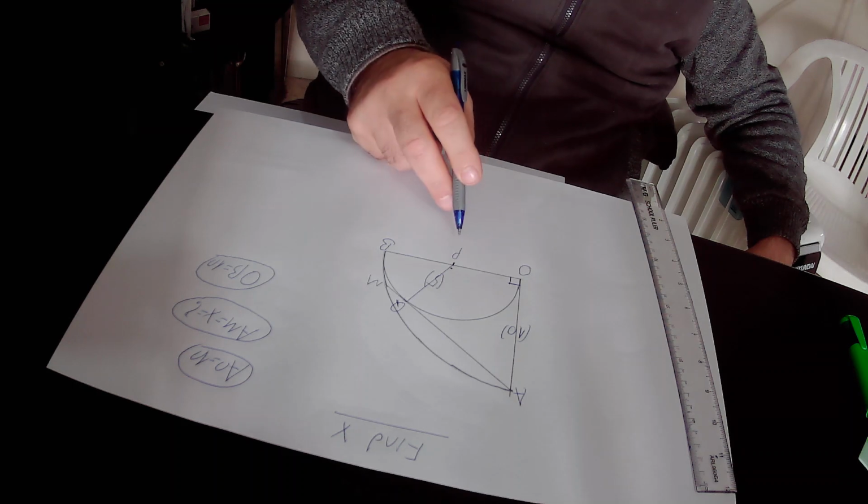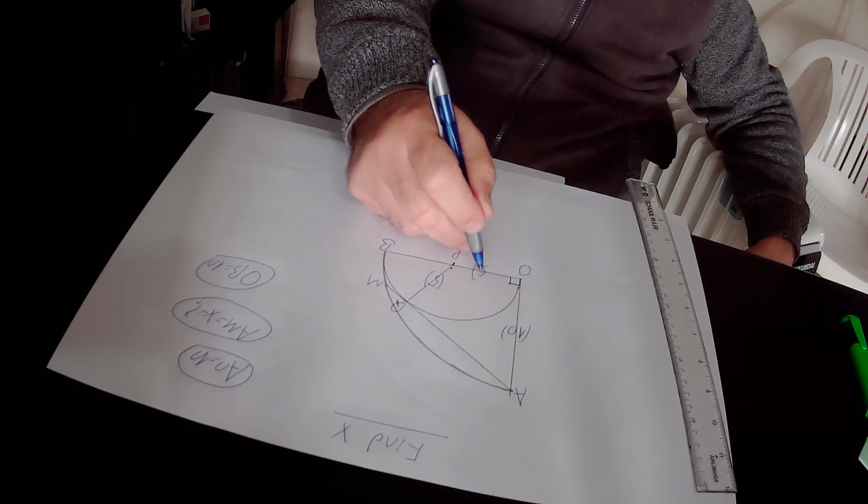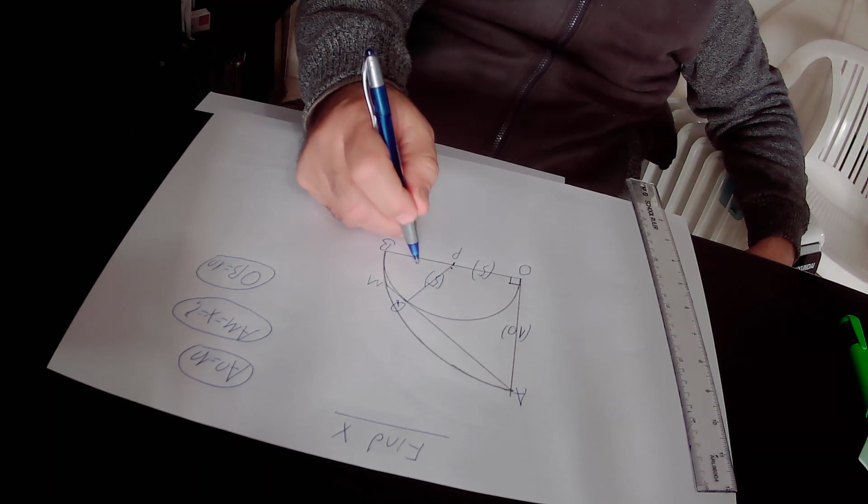Again, OP is the radius of this semicircle, that is 5. PB is also the radius of this semicircle, that is equal to 5 units in its length.